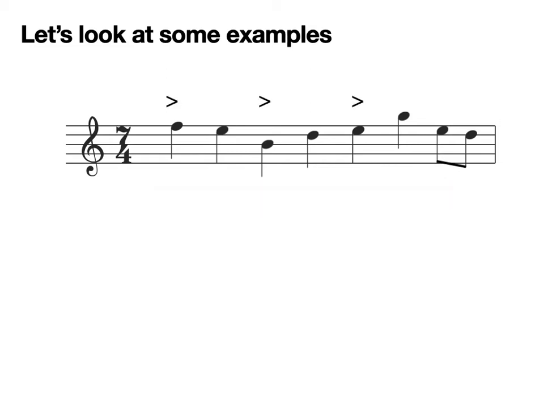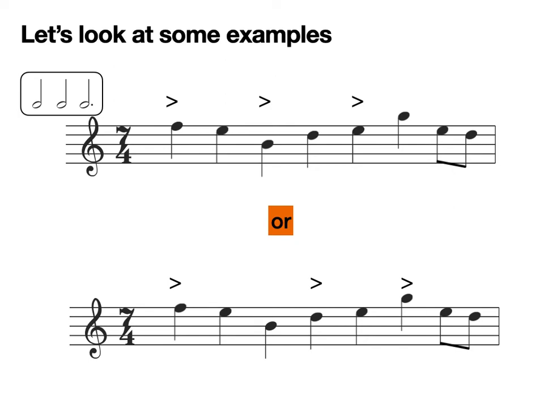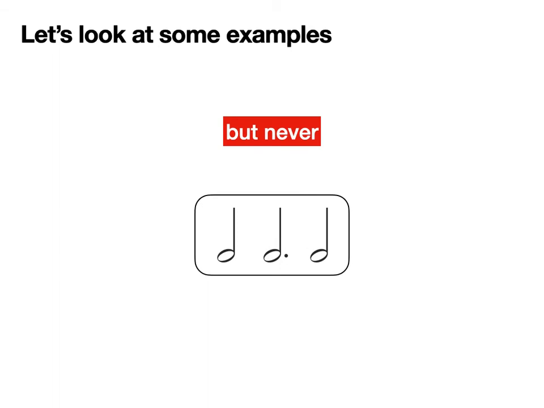The 7/4 time signature actually has 3 strong beats. These strong beats are minim, minim, dotted minim. Or dotted minim, minim, minim. But we never group them in this way. We never go minim, dotted minim, minim.